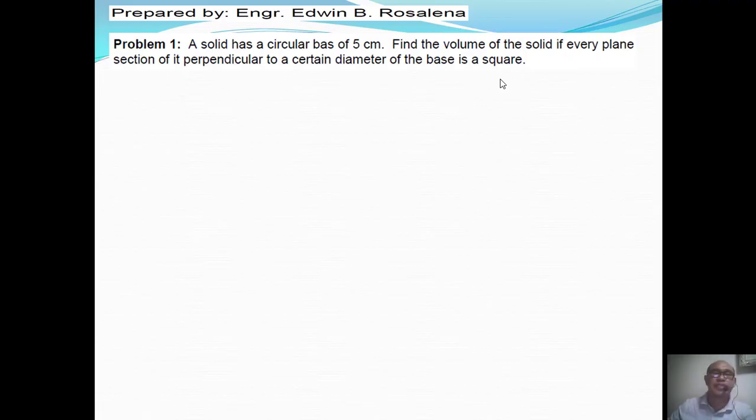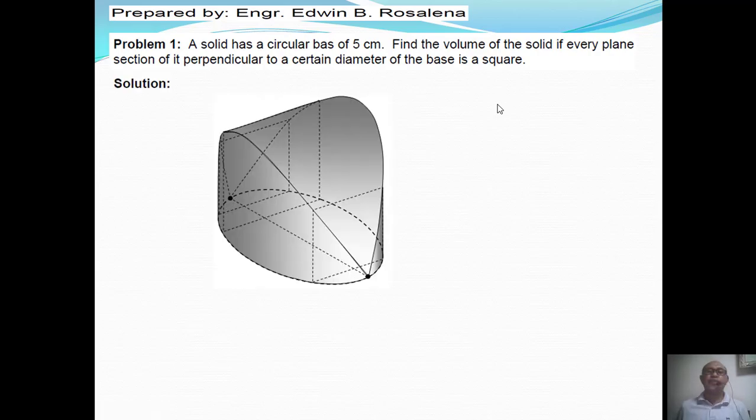A solid has a circular base. Picture it out, okay? A circular base of 5 centimeter radius. Just add that, okay? So, take note. Circular base of radius 5 centimeters. Find the volume of the solid if every plane section of it perpendicular to a certain diameter of the base is a square. Okay. So, we have that here. So, this is the figure. So, I have here a circular base.